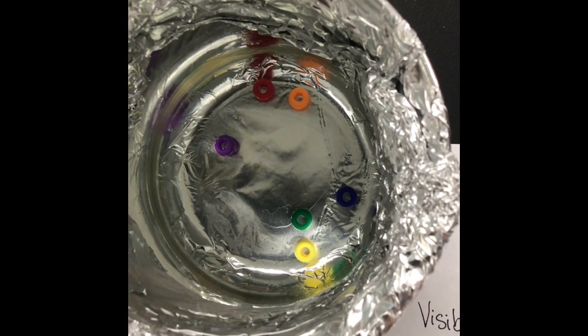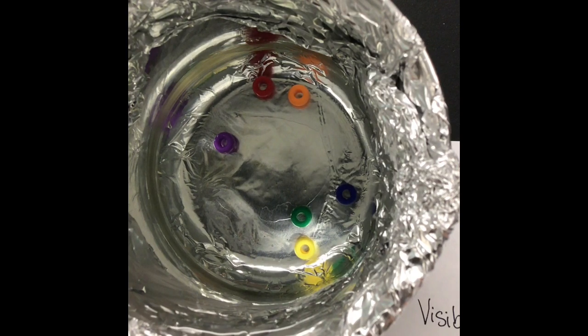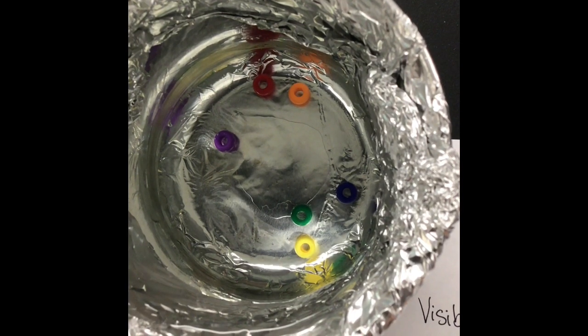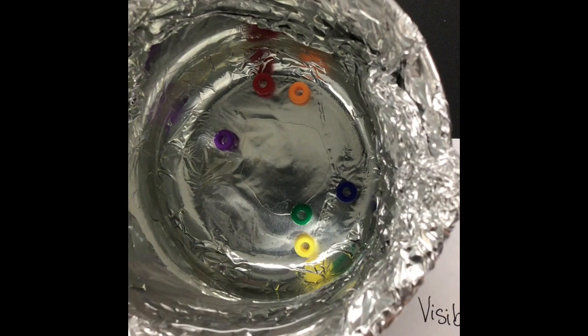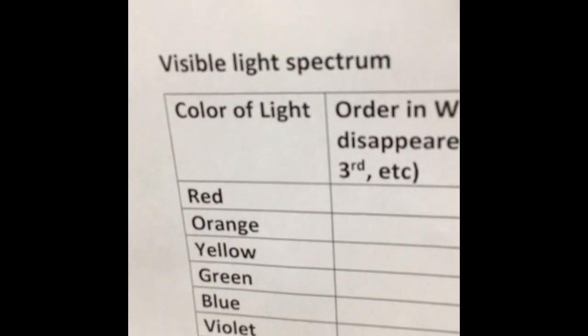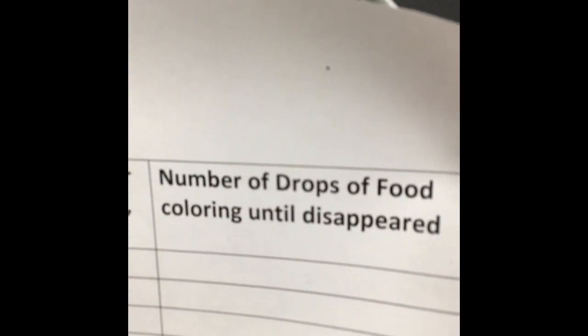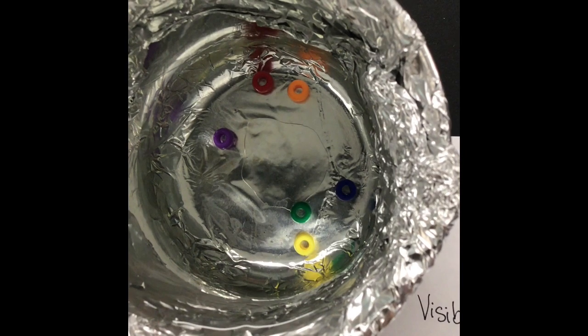So pretend that you are a fish and you're in the ocean and you are running around looking for food. As you decrease in the water column, a lot of things are going to change, and one of these is going to be the visible light. So I have a chart here that I'm going to fill out as I add food coloring. It says the color of light and the order in which it disappeared, whether it disappeared first, second, third, and then the number of drops of food coloring that I had to add until that particular color disappeared. So I'm going to fill that out while I'm adding.